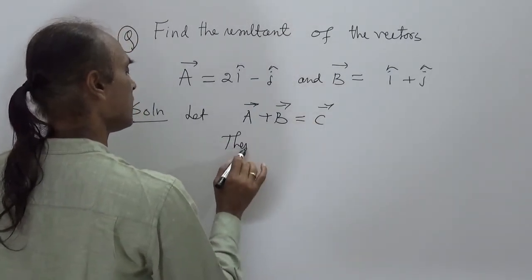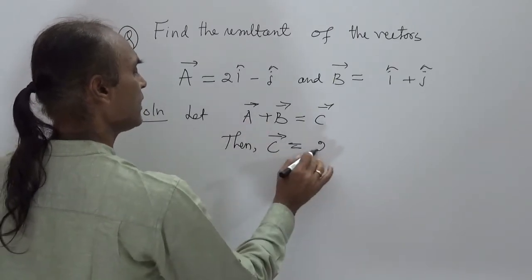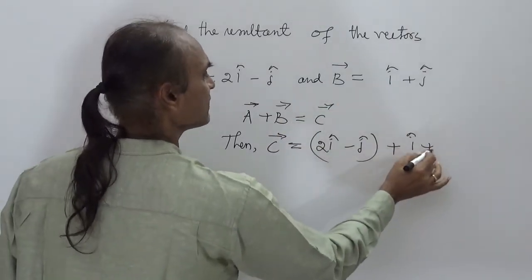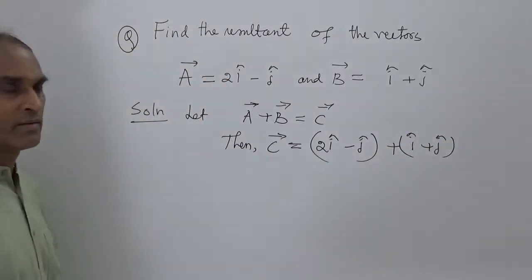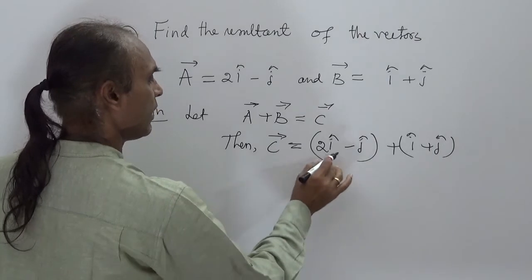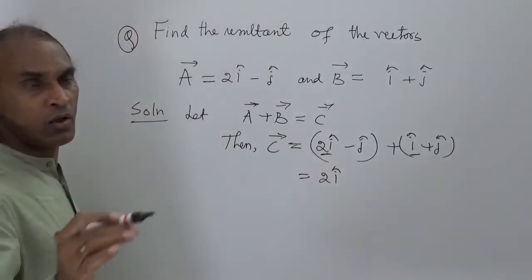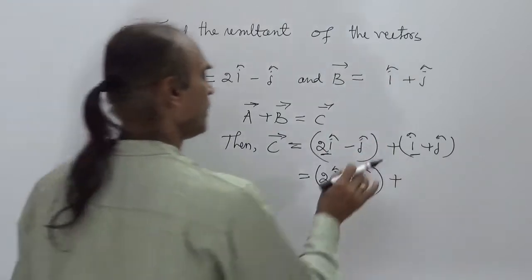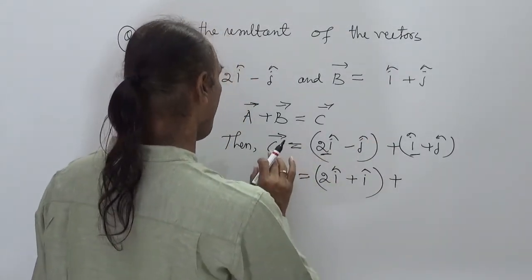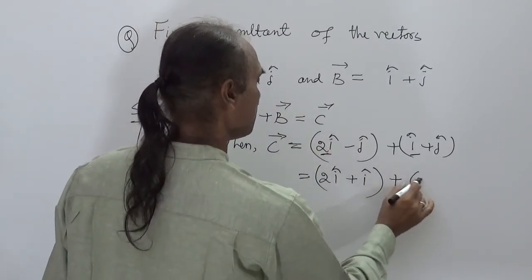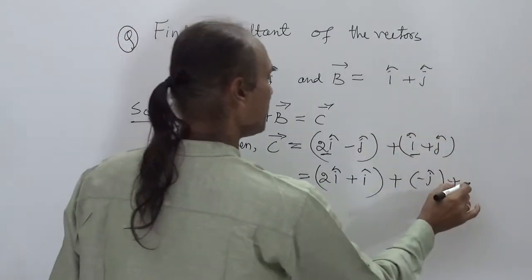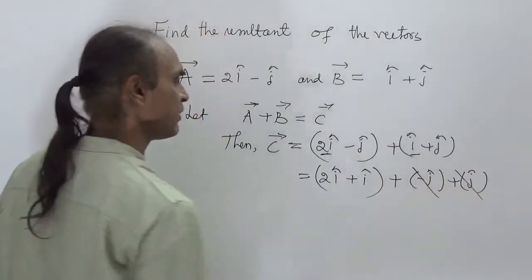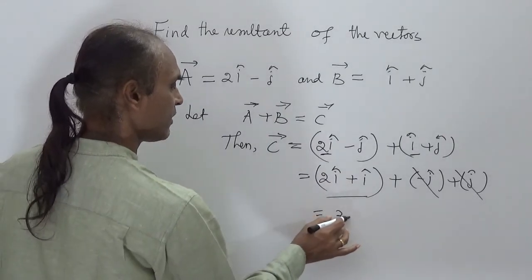Then we can write vector A, that is 2i cap minus j cap, plus vector B. B is given as i cap plus j cap. So we can add x component of vector A with the x component of the vector B. So 2i cap plus i cap, plus y component of the vector A, that is minus j cap, plus y component of the vector B, that is j cap. In this way, plus j cap minus j cap will get cancelled. So we are getting 3i cap.